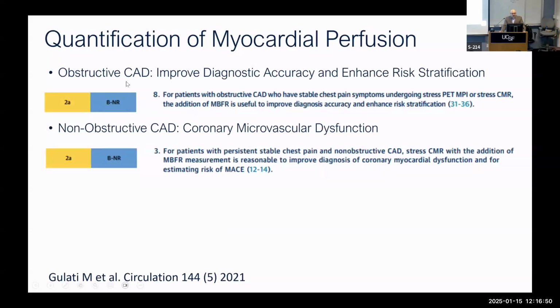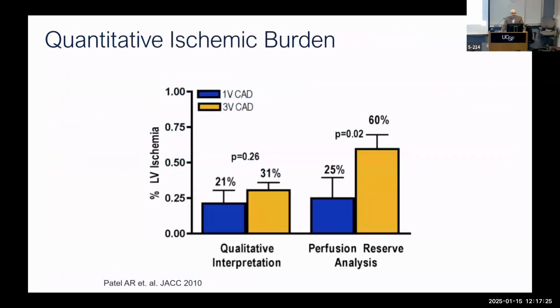cardiomyopathies. So here are the two recommendations in the new 2021 chest pain guidelines. In obstructive CAD, it's useful to consider doing quantification with either PET or stress CMR to improve diagnostic accuracy and enhance risk stratification. And in patients presenting with persistent stable chest pain and no obstructive disease, stress CMR with the addition of myocardial blood flow measurements is helpful for improving the diagnosis as well as for estimating adverse outcomes.